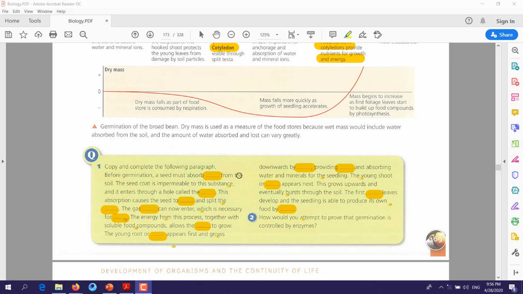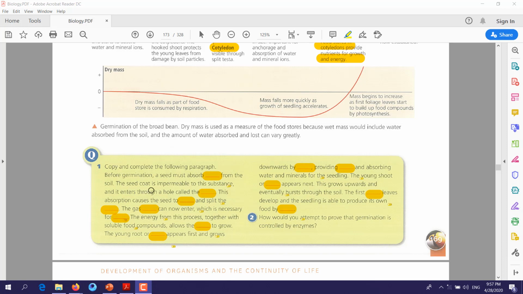Okay, any seed, as we explained, to germinate, firstly there should be some environmental conditions. These conditions were oxygen, suitable temperature, and water. So, before germination, a seed must absorb what from the soil? Of course, because they are talking about soil, the seed needs to absorb water. So you need to focus on this square, the square that it will show when I click on the dash.